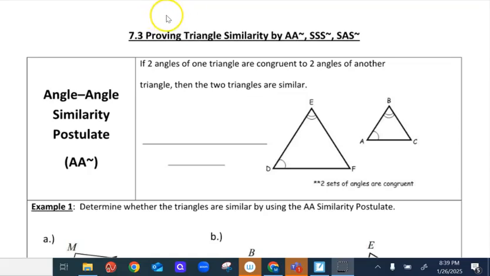Hello, today's notes are on proving triangle similarity with the AA similarity postulate, the side-side-side similarity theorem, and the side-angle-side similarity theorem. So let's get started.